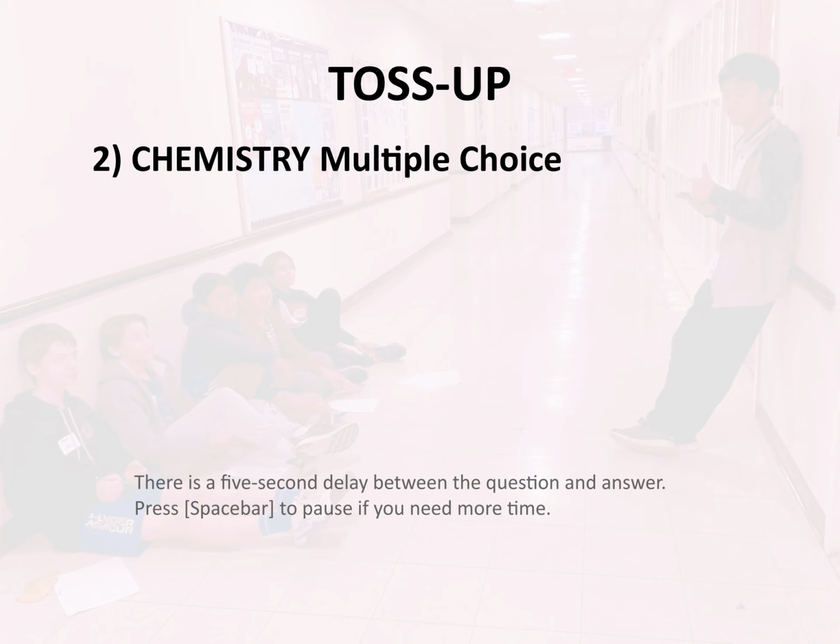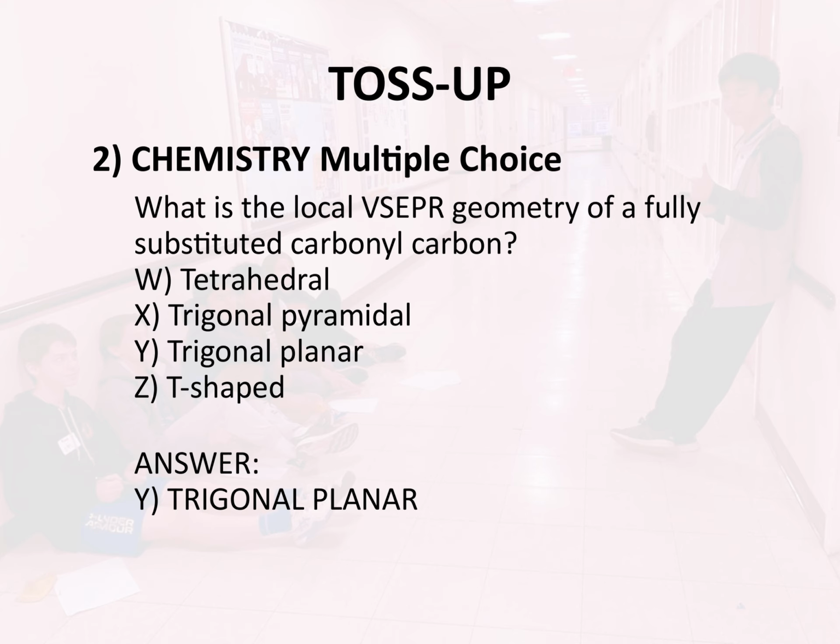Toss-up 2. Chemistry. Multiple choice. What is the local VSEPR geometry of a fully substituted carbonyl carbon? W. Tetrahedral, X. Trigonal pyramidal. Y. Trigonal planar. Z. T-shaped. Answer: Y. Trigonal planar.